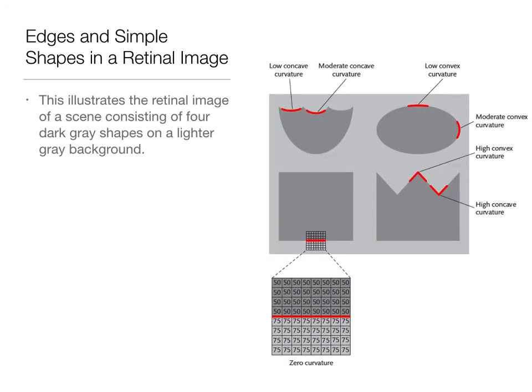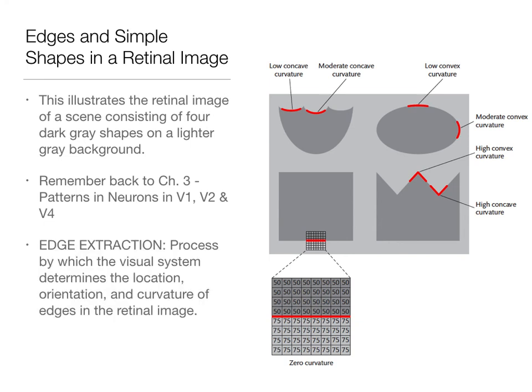How we do this, we talked about in chapter 3, where your retinal image can be broken up into different curvatures, different lines, shading, and we can do this edge extraction, where the visual system determines the location, orientation, and curvature of edges in that retinal image. And remember, we talked a lot about this in chapter 3 when we were talking about those various areas of the visual brain.